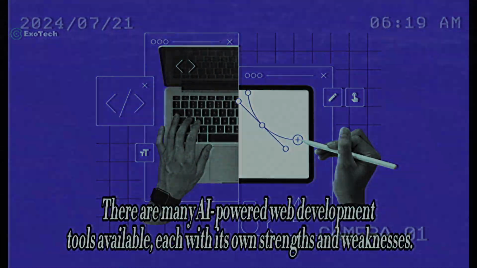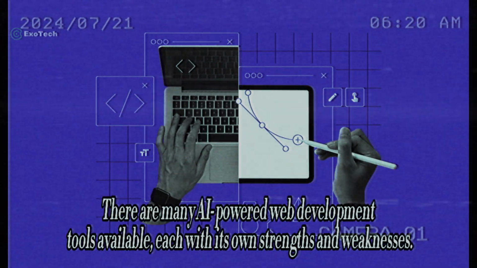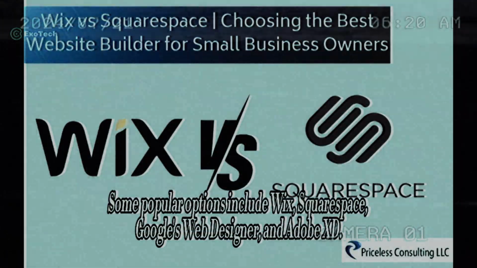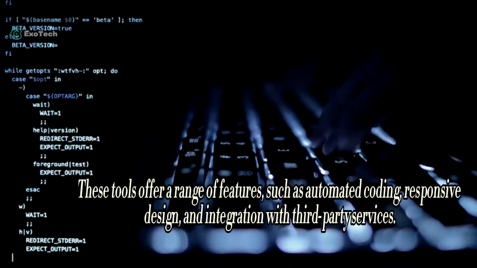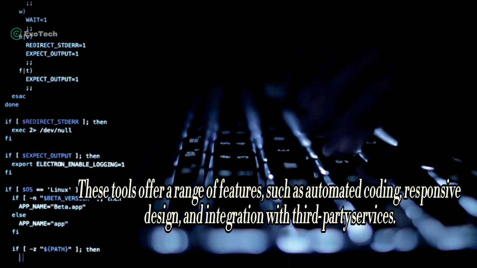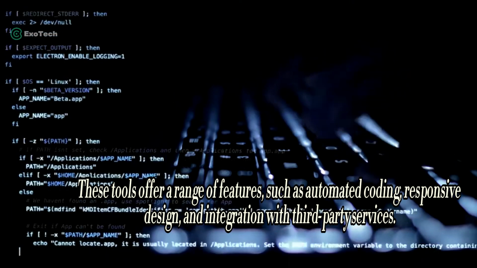There are many AI-powered web development tools available, each with its own strengths and weaknesses. Some popular options include Wix, Squarespace, Google's Web Designer, and Adobe XD. These tools offer a range of features such as automated coding, responsive design, and integration with third-party services.